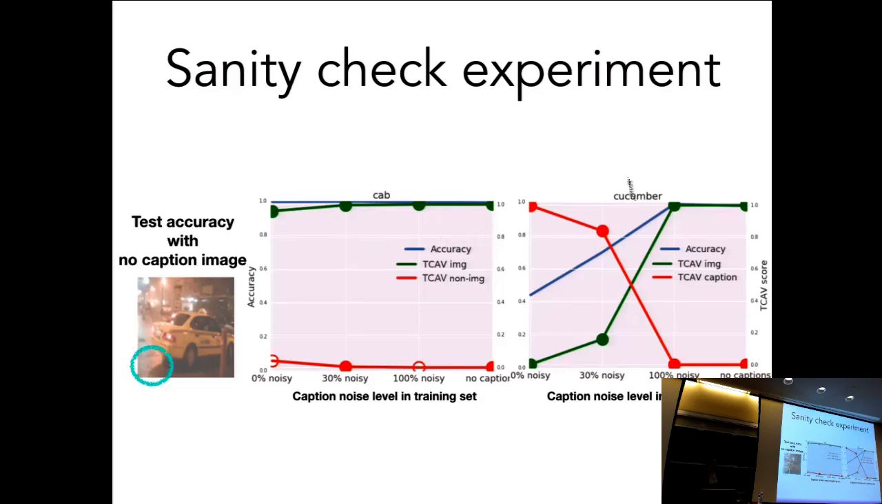That's cool. In the cucumber case, slightly different. When we give perfect caption, it actually looked at the caption. So the test accuracy was low, which is again reflected, followed closely by the TCAV image score being pretty low. So what this tells us is, yeah, if you have a ground truth, then we can show that TCAV follows that ground truth.